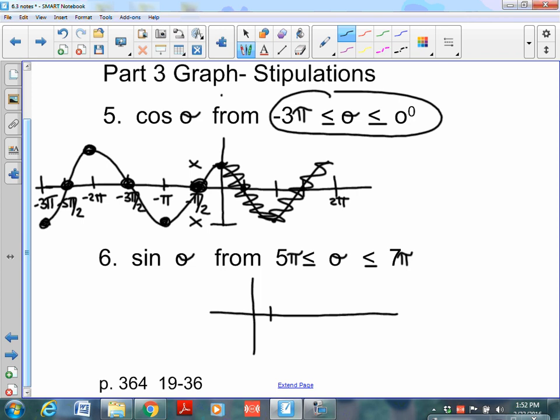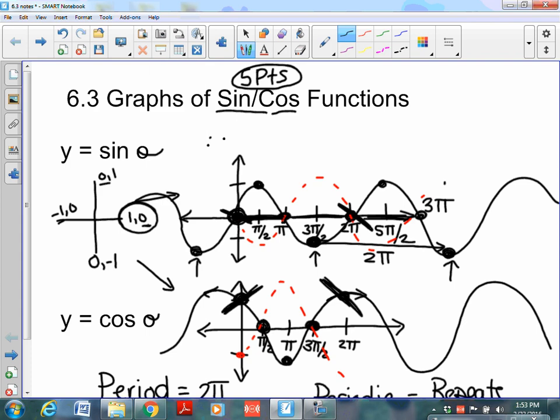Again, I'm going to start looking at my graph. I know that this is pi over 2. I know that this is pi. I know that this is 3 pi over 2, and I know this is 2 pi. And I know that every sine graph starts at 0, goes up, goes down, and comes up. So it looks something like this. You need to know that. You need to memorize that the sine graph always starts at 0, and a cosine graph always starts at 1.